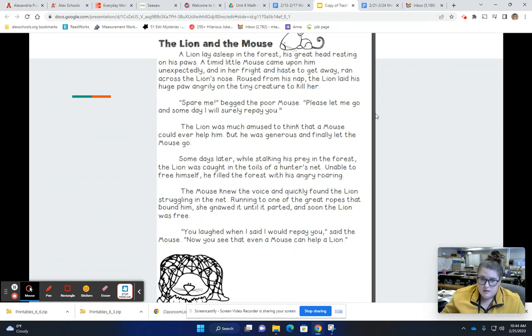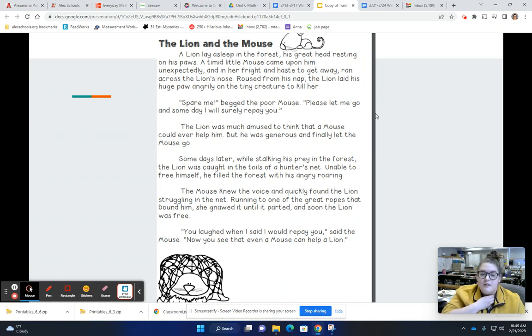Some days later, while stalking his prey in the forest, the lion was caught in the toils of a hunter's net. Unable to free himself, he filled the forest with his angry roar. The mouse knew the voice and quickly found the lion struggling in the net. Running to one of the great ropes that bound him, she gnawed, means chewed, it until it parted, and soon the lion was free. "You laughed when I said I would repay you," said the mouse. "Now you see that even a mouse can help a lion."